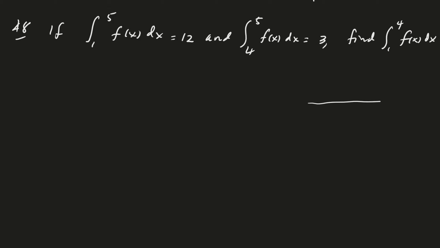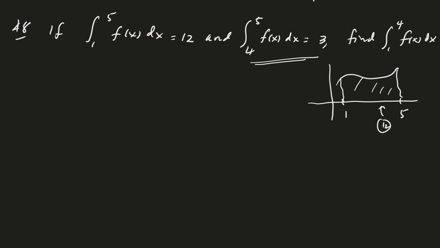Well, if you're not sure about this, let's just draw a quick picture and draw some arbitrary function. We're going from 1 to 5. And so this first one is saying that this full interval, or full area from 1 to 5, is equal to 12, right? And so that's this one. So this full area is 12. And now this integral just represents the area from 4 to 5, right? And so this area is 3. And so what does this area represent? Well, this is this area, right?